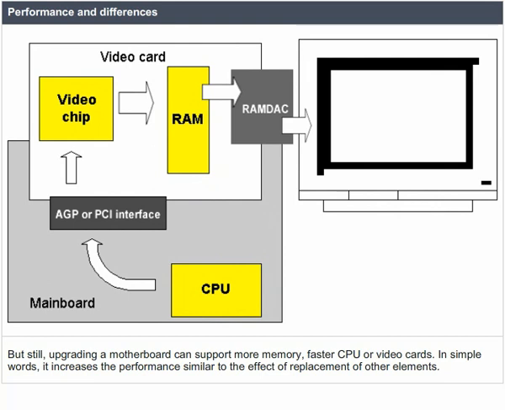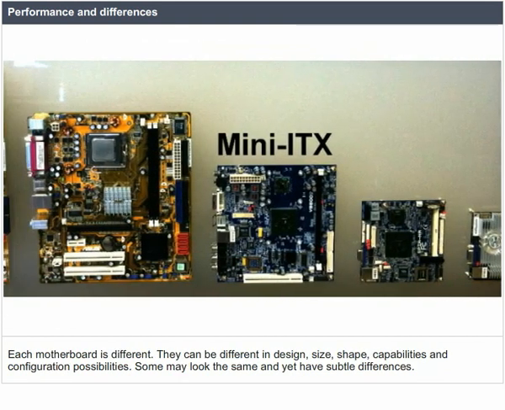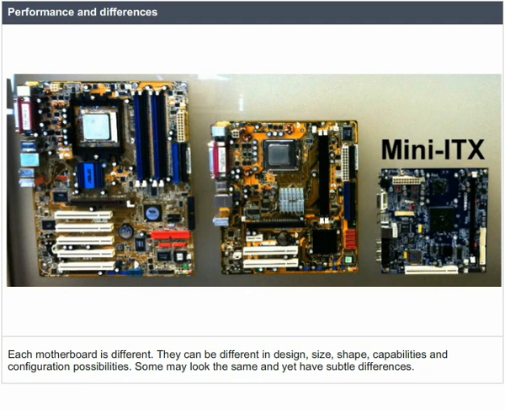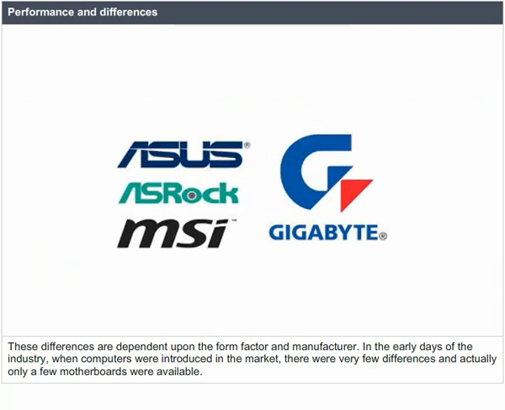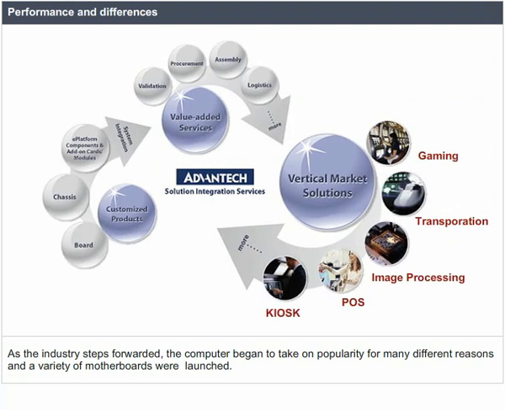Each motherboard is different. They can be different in design, size, shape, capabilities, and configuration possibilities. Some may look the same and yet have subtle differences. These differences are dependent upon the form factor and manufacturer. In the early days of the industry, when computers were introduced in the market, there were very few differences and actually only a few motherboards were available. As the industry stepped forward, the computer began to take on popularity for many different reasons and a variety of motherboards were launched. Memory. There is an internal storage area in the computer.